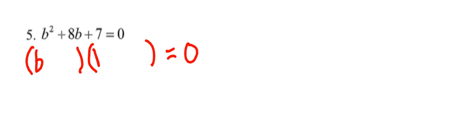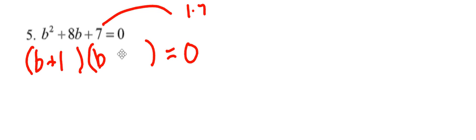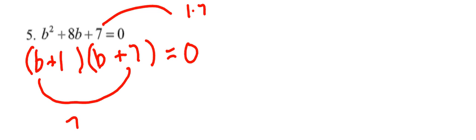We get b times b is b squared. Now we take the 7. What multiplied gets a 7? 1 and 7. If we put a plus 1 here and a plus 7 here, notice we check those, what I always called the loops when we were back in school. That's 7b, and this is 1b, and those put together would get us positive 8b. So that's correct. But now what do we do?